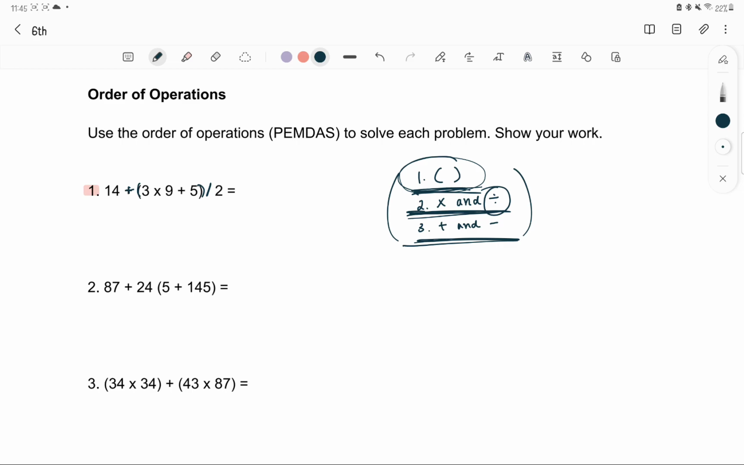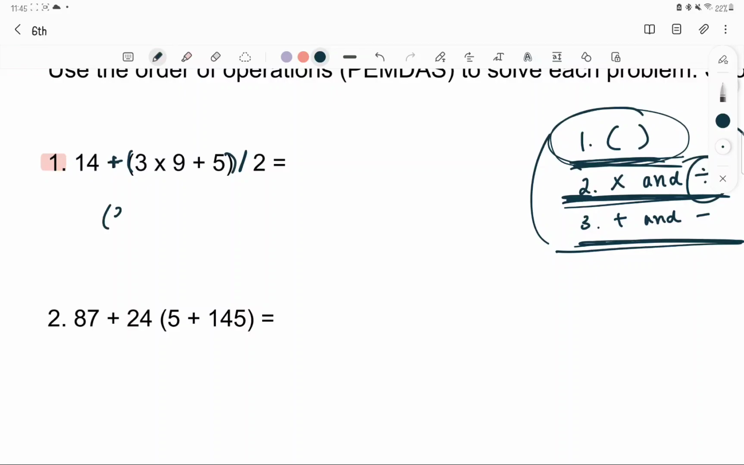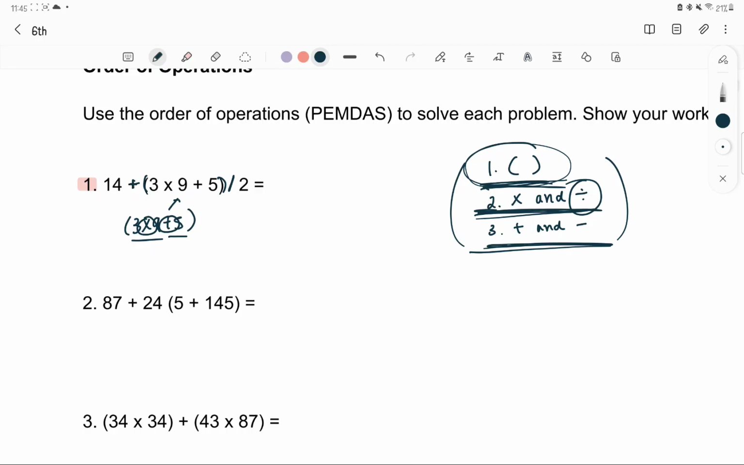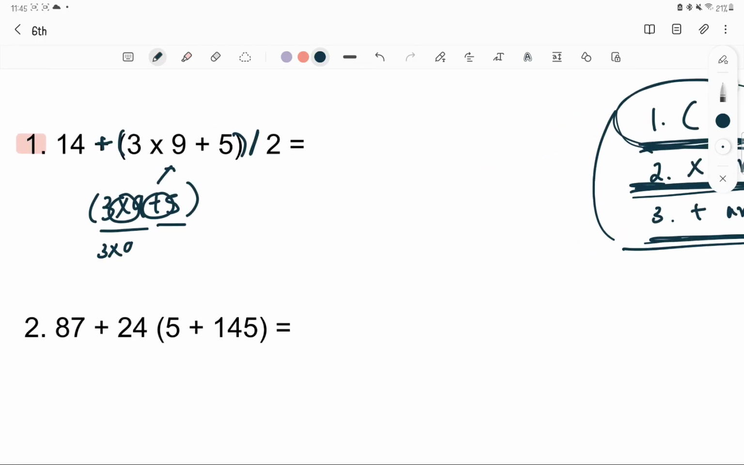What I have to do first is the parentheses. So let's just look at the parentheses. 3 times 9 plus 5, right? Just this part. Let's just ignore this number for a second. In this case, you see the multiplication and addition at the same time inside of parentheses. But if you refer to the law again, you have to do the multiplication first, right? So 3 times 9 is equal to 27, right?